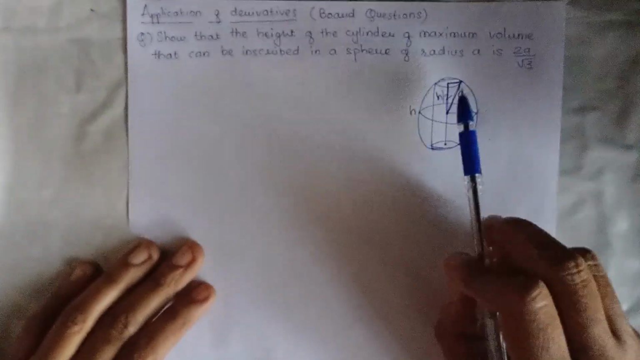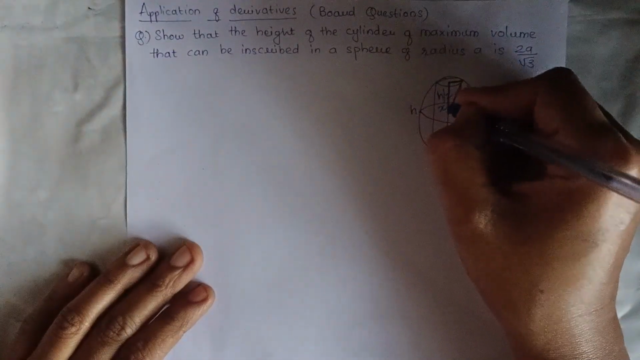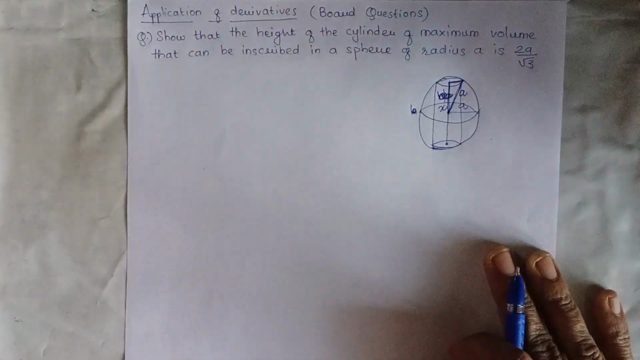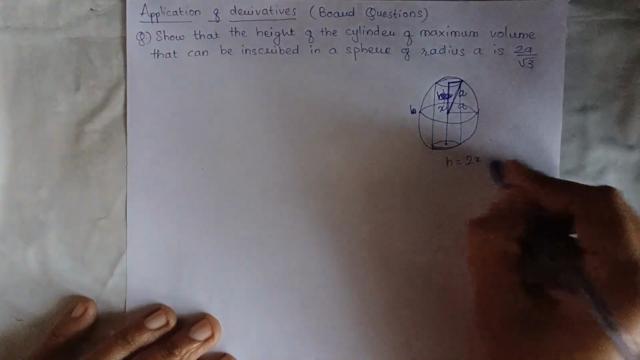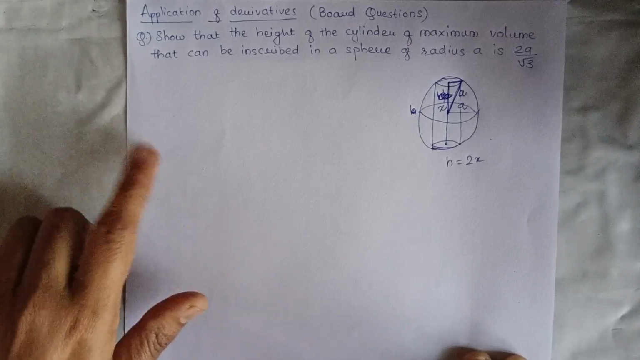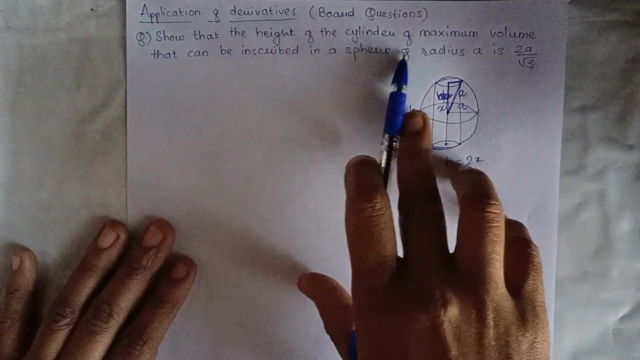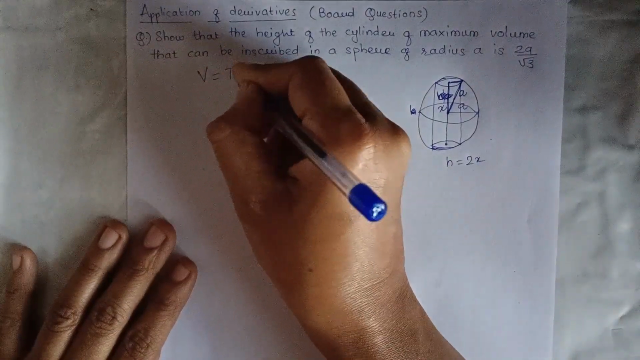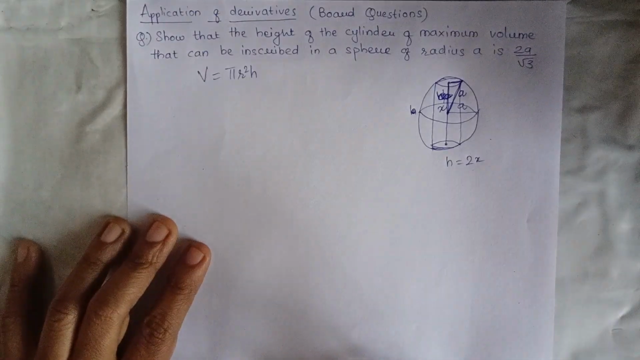Or we can take some x. I'll write here x. It will be easy for us to calculate. So our height is 2 times x. So we have to show the height of this. What is the volume of the cylinder? Pi r square h.